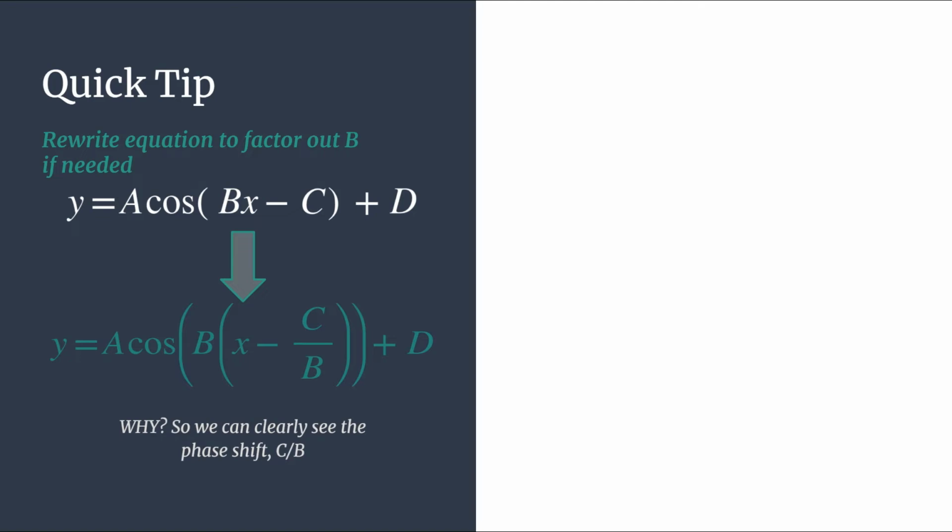Why would we do this? It's so that we can clearly see the phase shift. The phase shift is c divided by b. A very common mistake is people assume that c by itself is the phase shift when that's not the case at all. And by taking just this quick extra second to factor out b, you will eliminate the possibility of that error. So let's see quickly what that looks like.